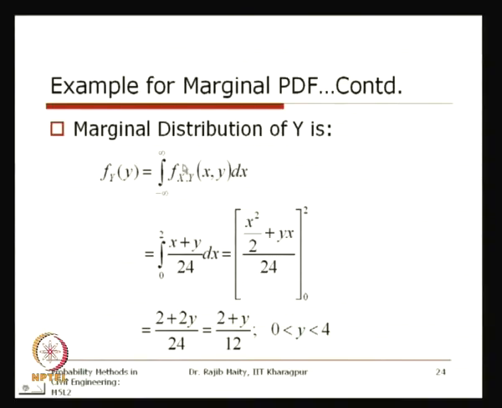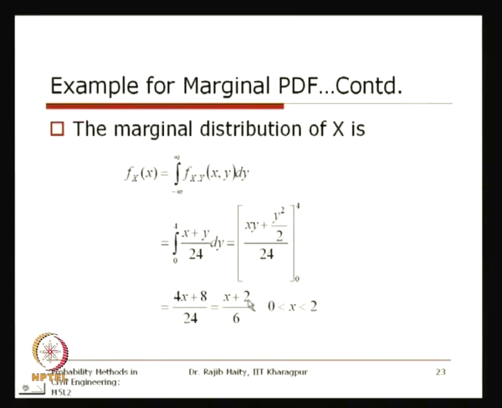Similarly, if we take the marginal distribution for y, we can follow these steps from minus infinity to plus infinity, and we can check that from 0 to 2, it comes as (2 plus y) by 12 for the range 0 to 4 of y. So one thing you can see is that when we are calculating the marginal distribution, the variable x is not present there because that is integrated out. So this is only dependent on the variable y. Similarly, for x also, it is only dependent on the variable x.